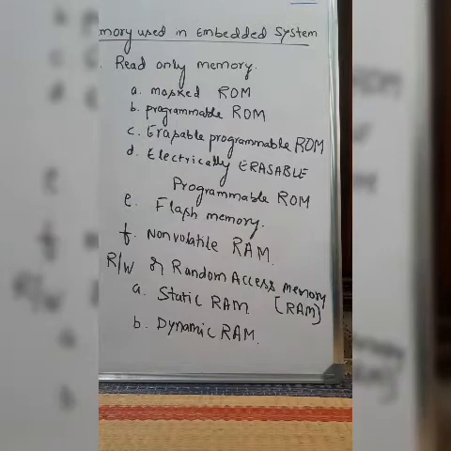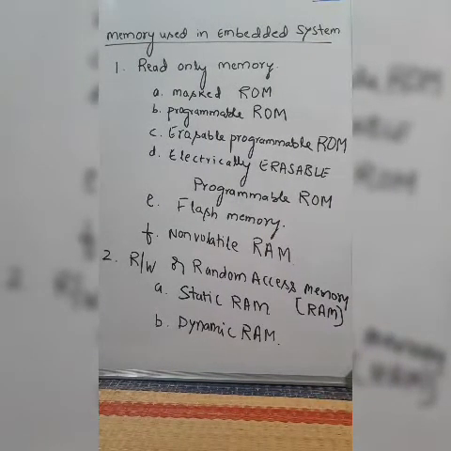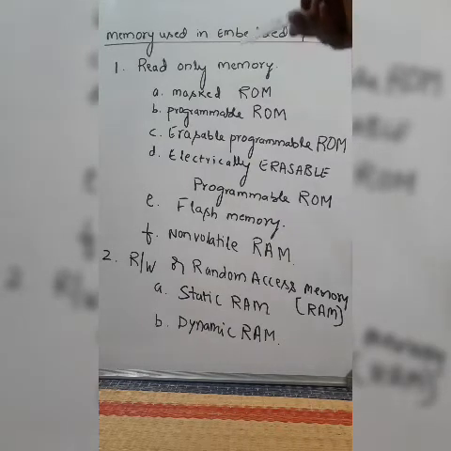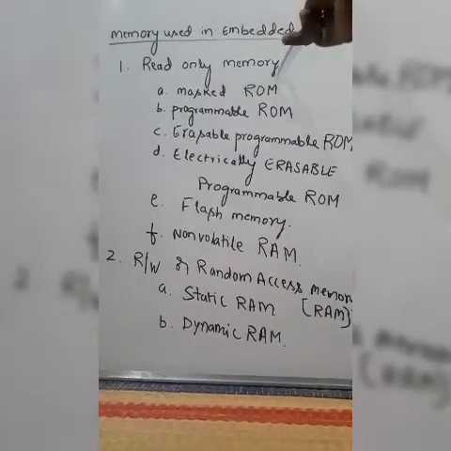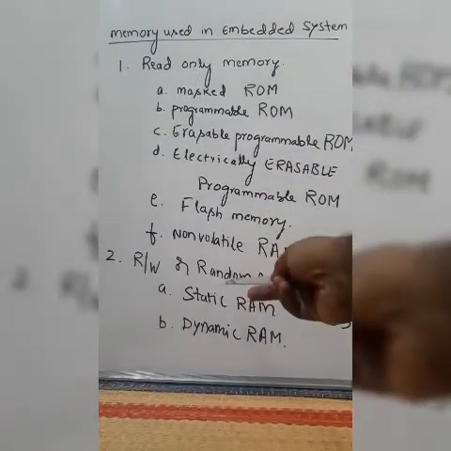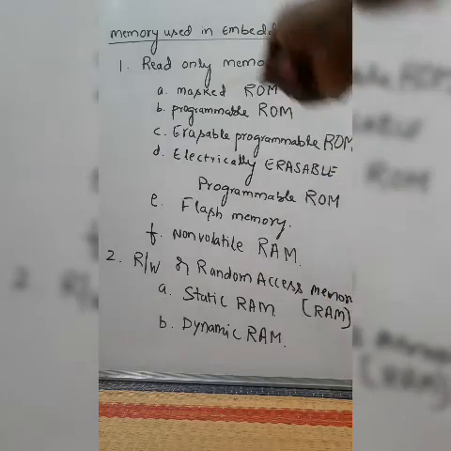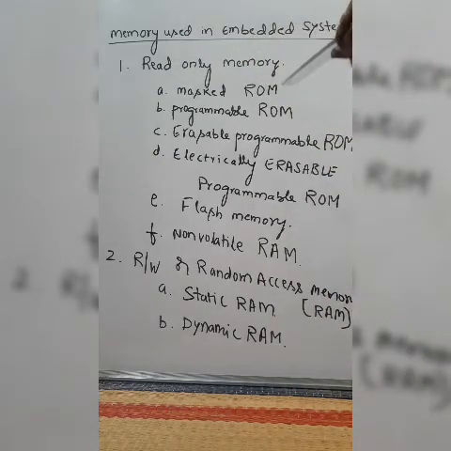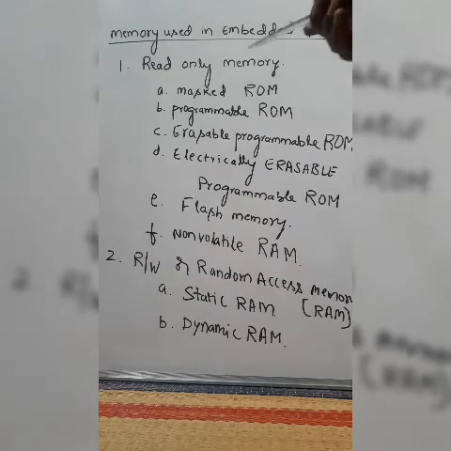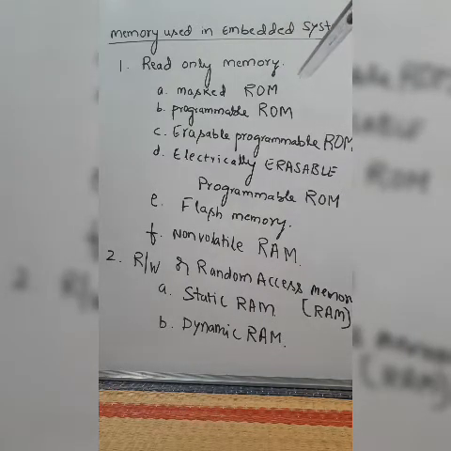Let us see the different types of memories used in the embedded system. Mainly there are two types. One is read-only memory, the other one is read-write or random access memory. Both are important because read-only memory is a permanent kind of memory in the sense you are going to burn a software into this. That software which is burnt permanently into the memory is called the firmware, which is one of the important sections of an embedded system.